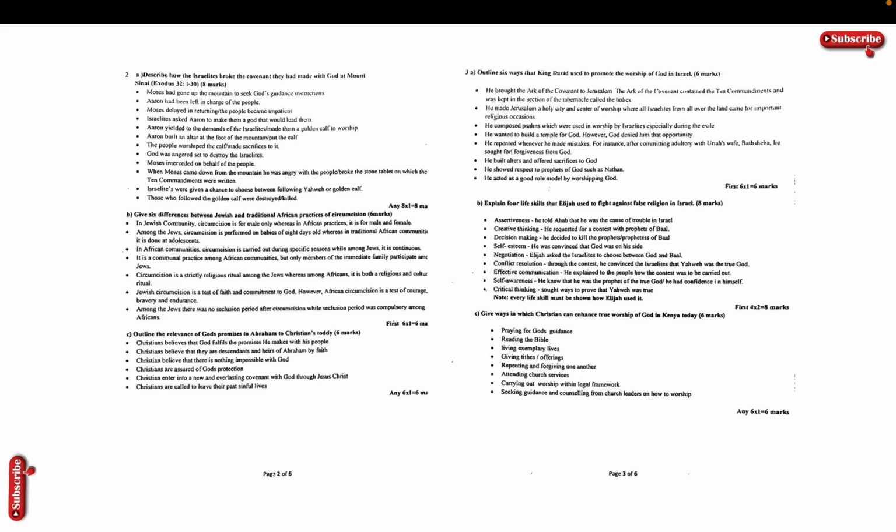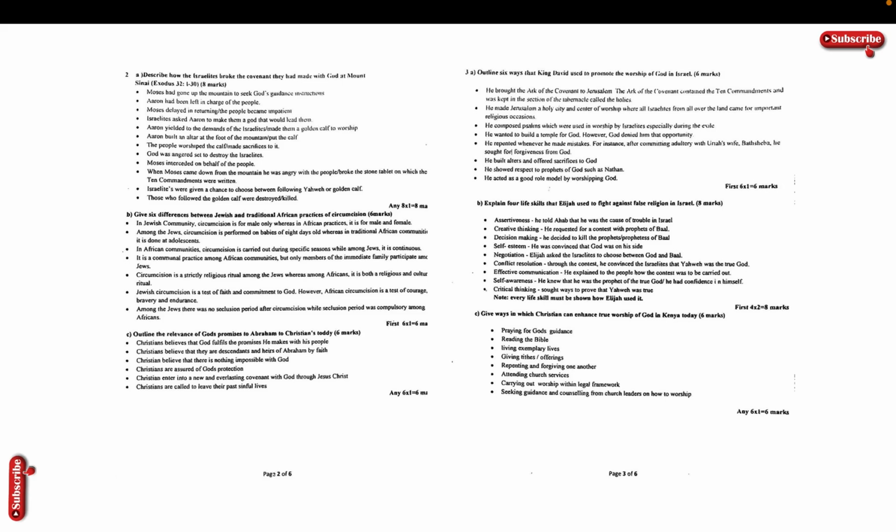It is a communal practice among the African communities, but with the Jews, only members of the immediate family participate. Circumcision is strictly a religious ritual among the Jews, whereas among the Africans, it is both a religious and cultural ritual.